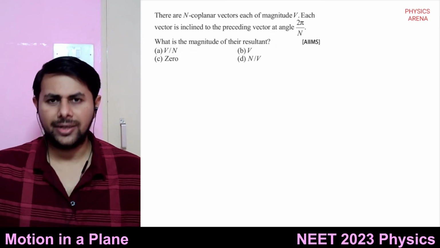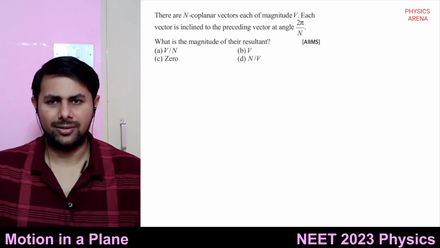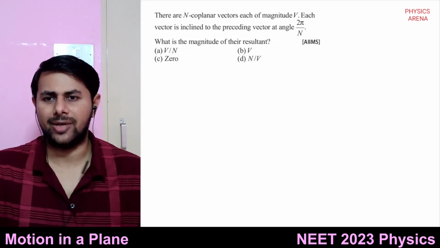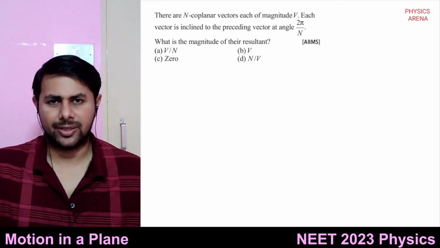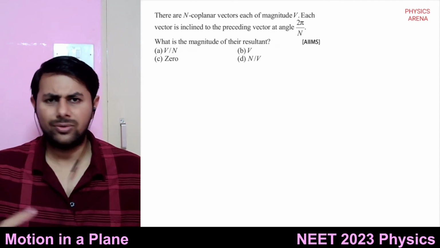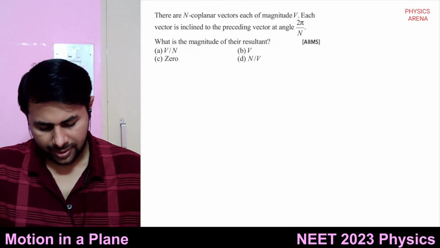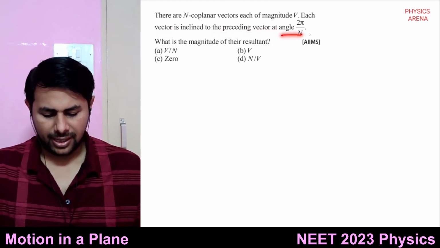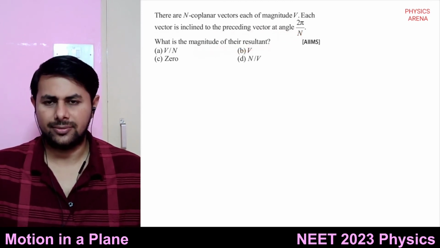There are n coplanar vectors. What do you mean by coplanar? They are in the same plane. Okay. They lie in the same plane. And there are n such vectors. n can be anything. It can be 2, it can be 3, 2 onwards. Okay. 2, 3, 4, 5, anything. Each vector is inclined to the previous, the preceding vector, at an angle of 2 pi by n. What is the magnitude of the resultant?